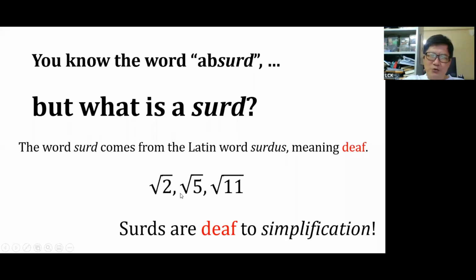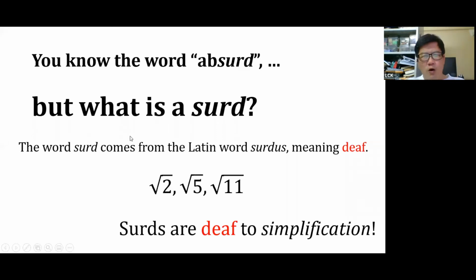So you can see that this square root 2 here is in the simplest form already. It cannot be simplified further. It's deaf to simplification. All right, this square root 5 is also deaf to simplification. It cannot be simplified any further. You can shout at it, you can scold it, you can do anything to it, but it's deaf, it's resistant to simplification. So this square root 11 is resistant to simplification. It cannot be simplified any further. So that's really where this surd is coming from. A number that cannot be simplified any further, even when you try hard to simplify.